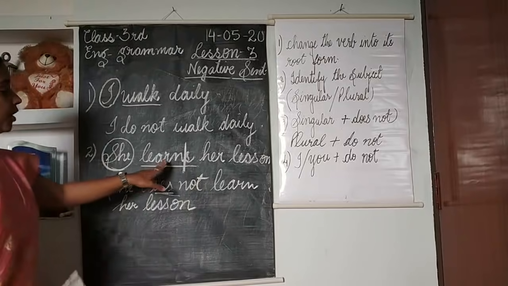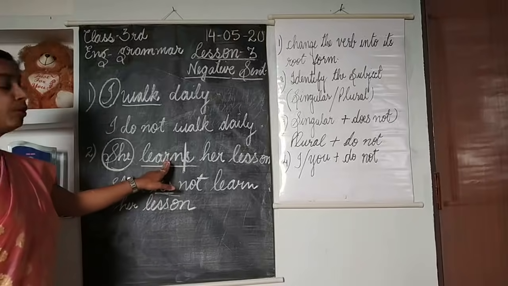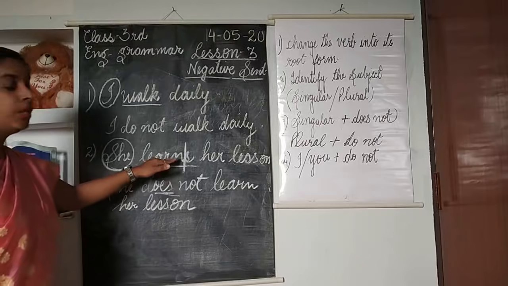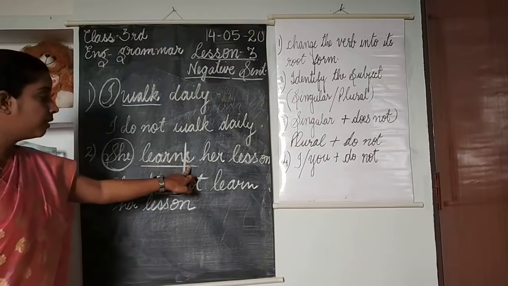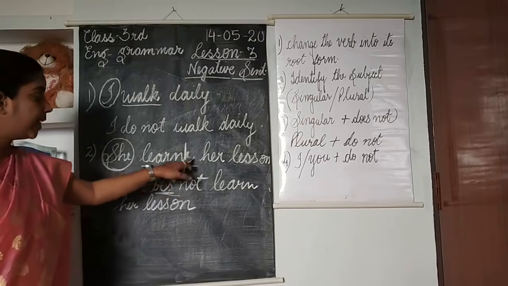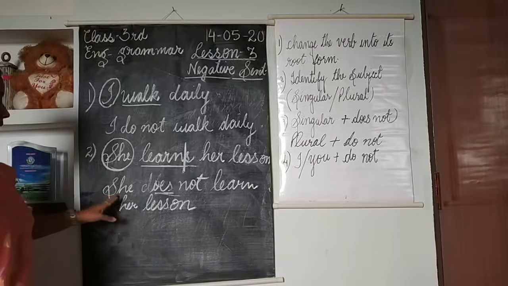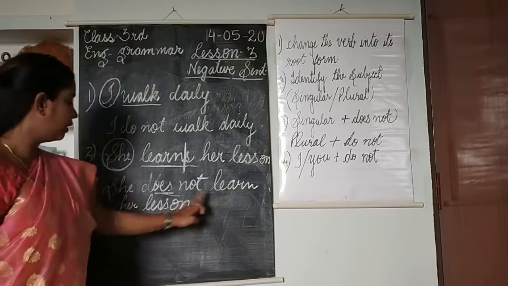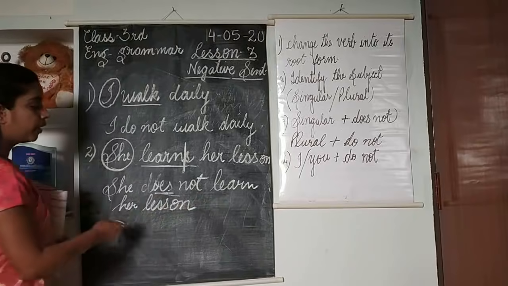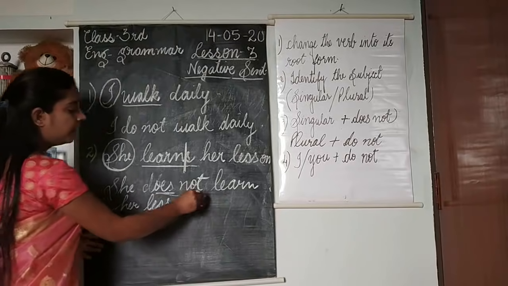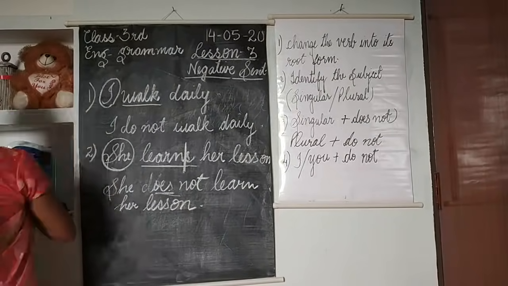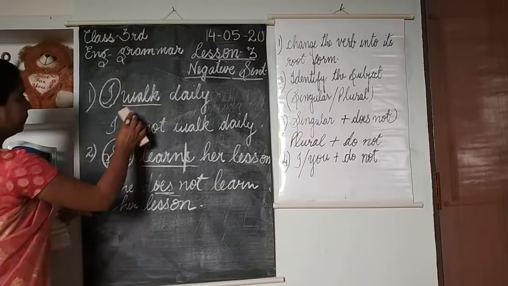So first we will change the verb into its root form. We will remove S from it. And then what will be the negative of the sentence? She does not learn her lesson. Okay, she does not learn her lesson. We will see a few more examples.